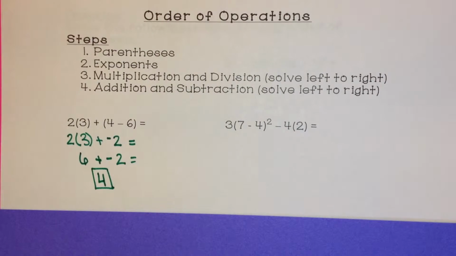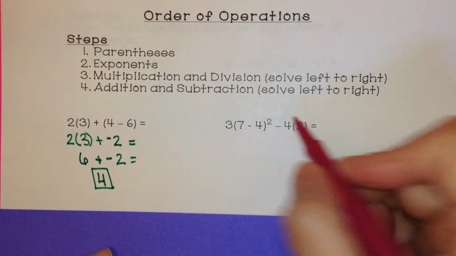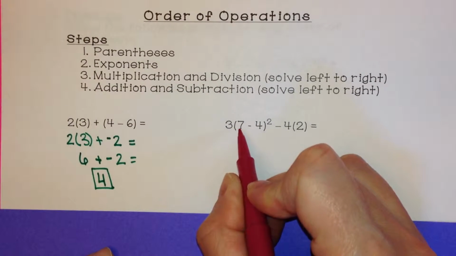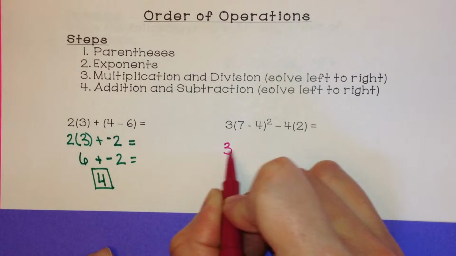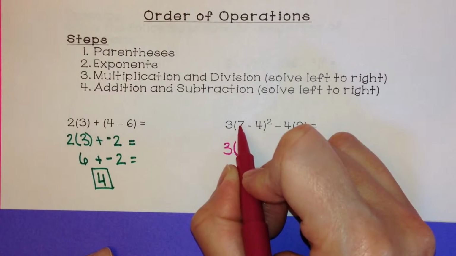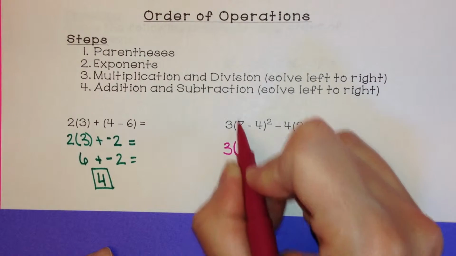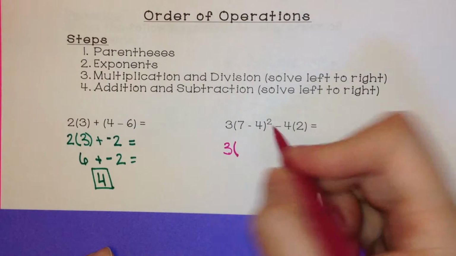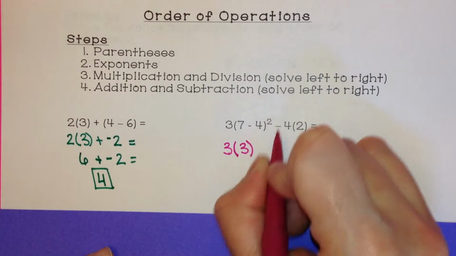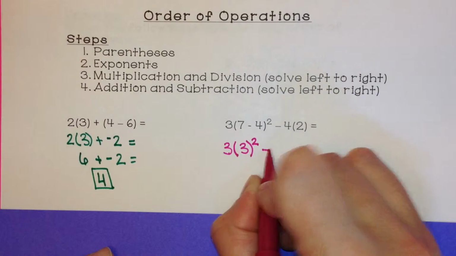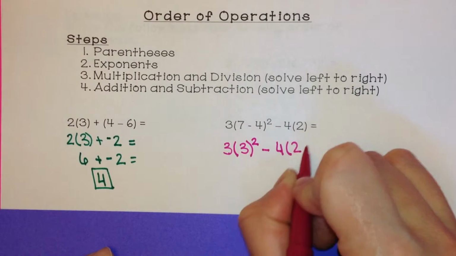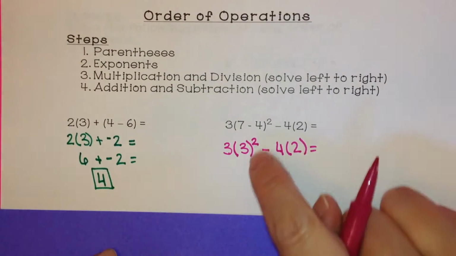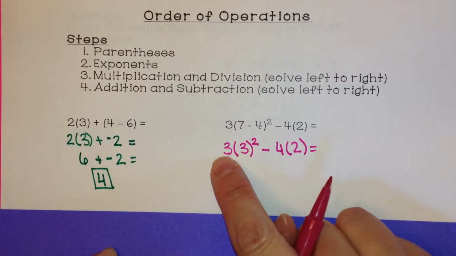All right, on the next one, again, we have to start with the parentheses. We have to simplify what's inside. We have 3 times. This time I'm leaving the parentheses there because there's a number multiplied by it on the outside. 7 minus 4 is 3. That's 2 to the second power minus 4 times 2. Okay, I have to do exponents before I multiply.